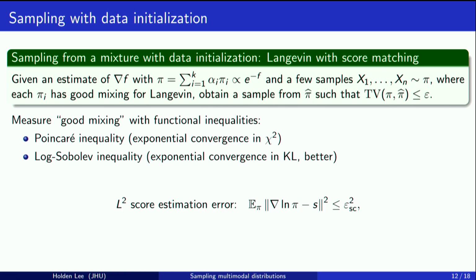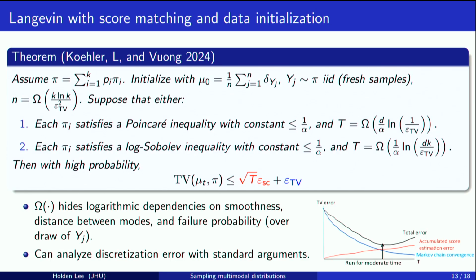To state our result here, our goal is, given an estimate of the score function of this mixture and a few samples from this distribution, such that each of these component distributions has good mixing for Langevin, to get a good sample in TV distance. We can measure good mixing in two ways, using the Poincaré inequality or the stronger log-Sobolev inequality. And the assumption we make on the score is an L2 score estimation error. So under this Poincaré or log-Sobolev inequality, we can get a small TV distance in moderate time.